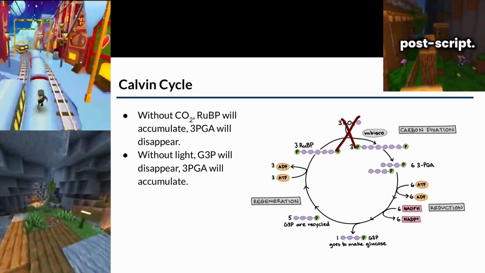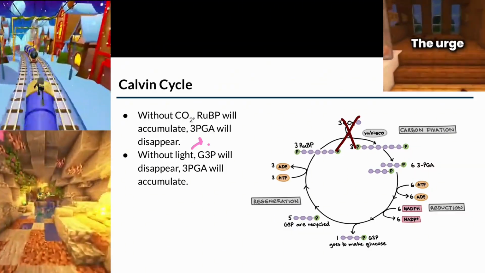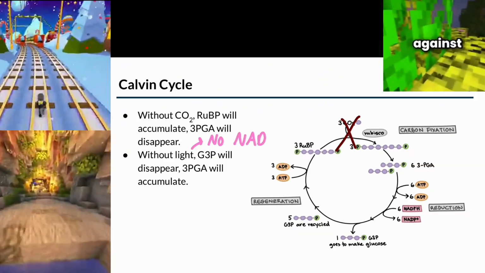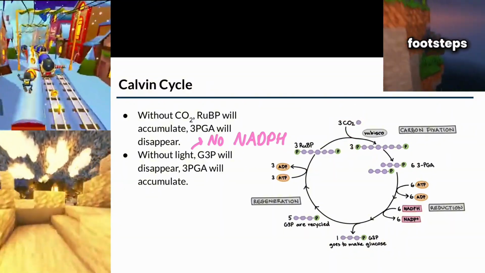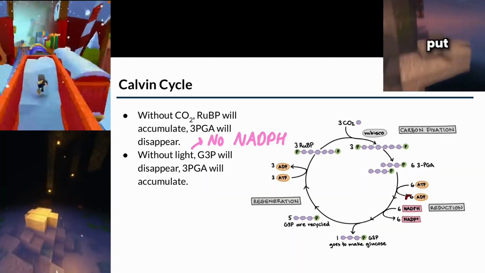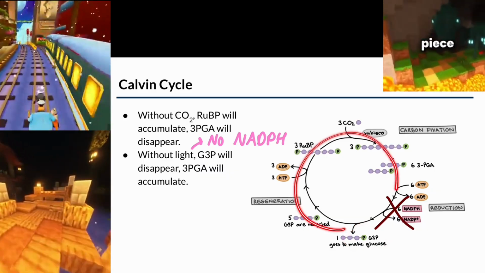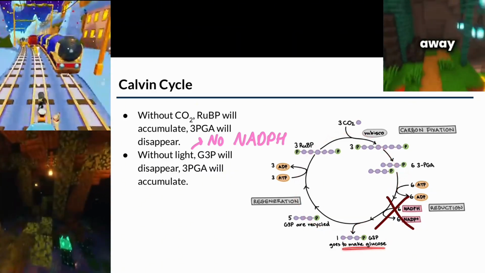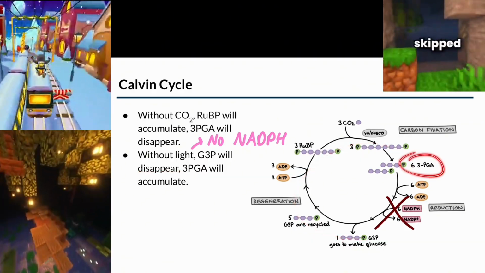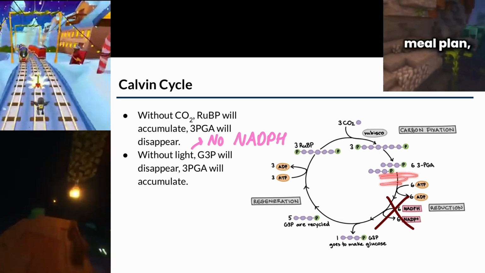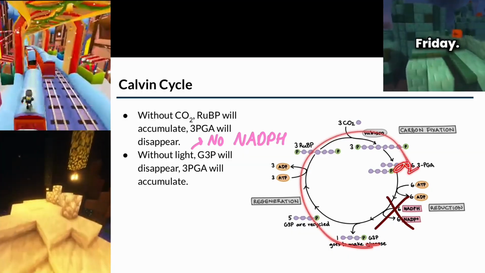Now, what about without light? Well, without light is just another way of saying without NADPH, because light is used to generate NADPH. So where is the roadblock going to happen then? Well, right here, right? No NADPH. Well, again, what's going to happen? All these G3P molecules are going to run until they cannot anymore. So G3P is going to be used up. It's going to disappear, and it's all going to be turned into 3PGA, because that's the last thing before we hit that roadblock. So 3PGA is going to build up, and G3P is going to be used up and disappear.